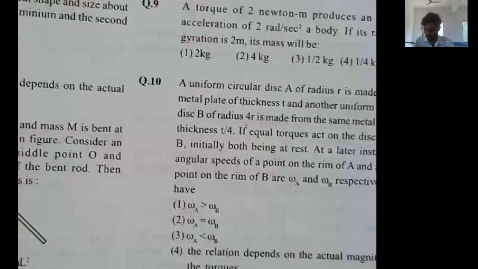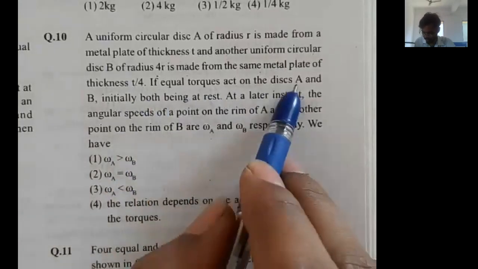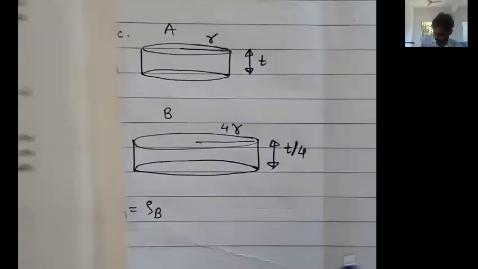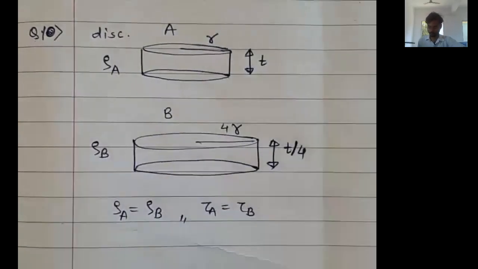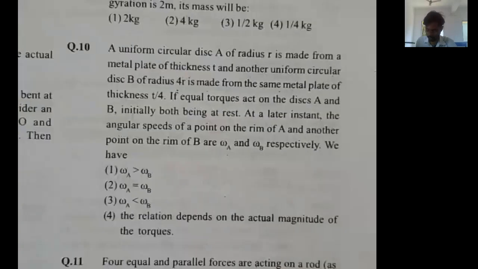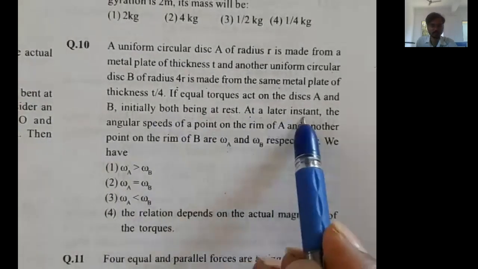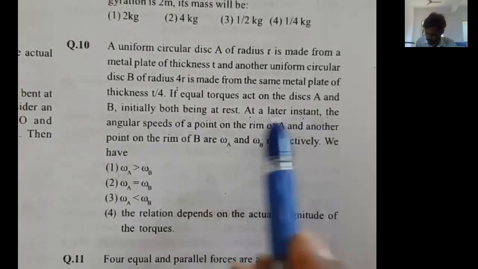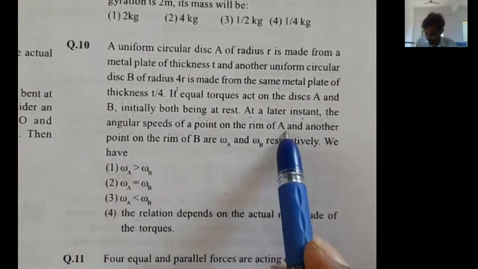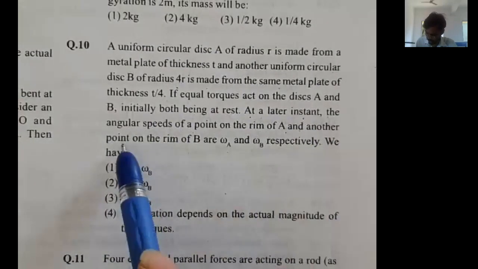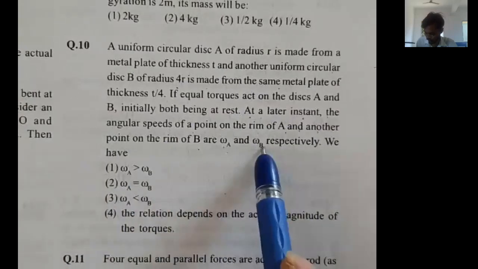Okay, sir, fine. Now what next? If equal torques act on the disc A and B, torque on A equal to torque on B. Fine, equal torque acts on both the discs. At a later instant, after some time, the angular speeds of a point on the rim of A and another point on the rim of B were omega A and omega B respectively.